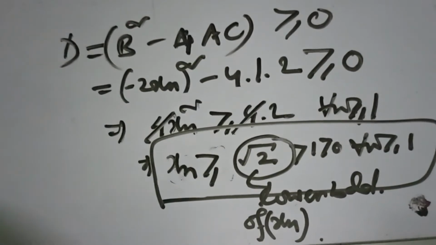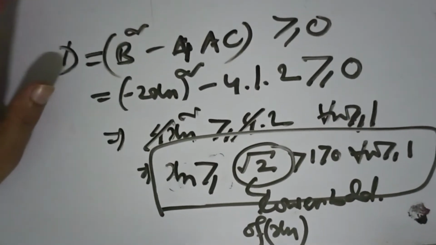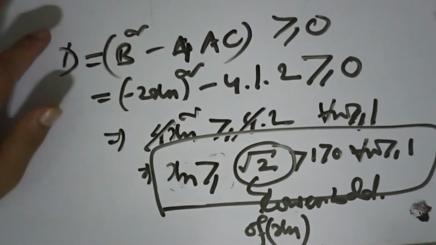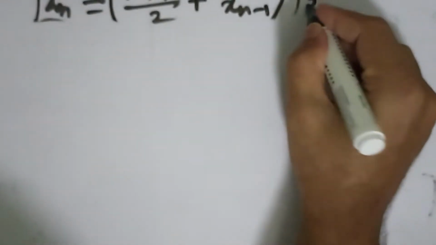So we are now going to try to prove that, with this scheme, xn is monotone decreasing. We know a result: if a sequence xn is monotone decreasing and bounded below, then it is convergent. So now we are trying to prove xn is monotone decreasing.